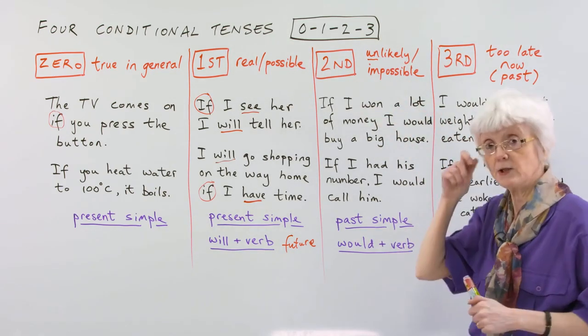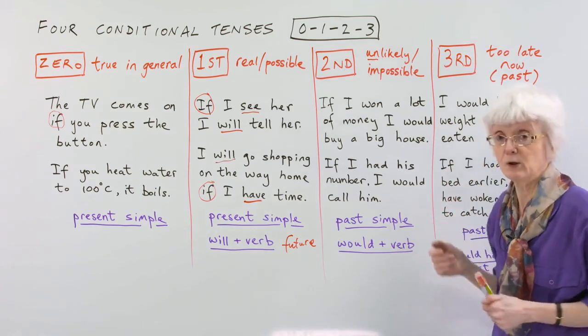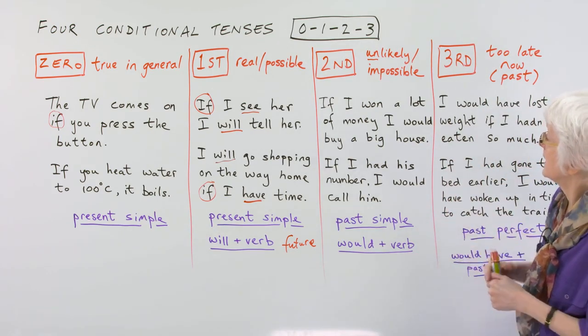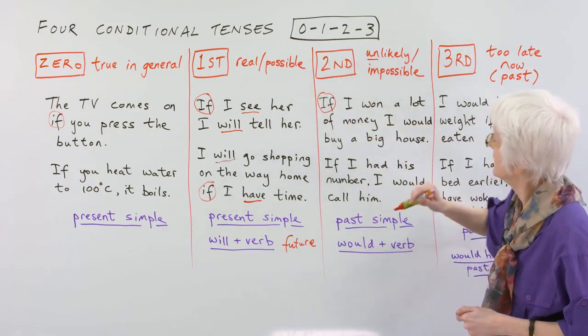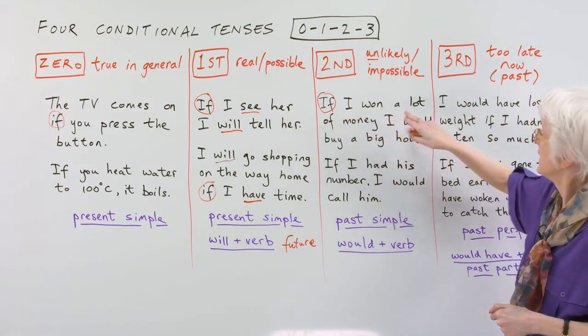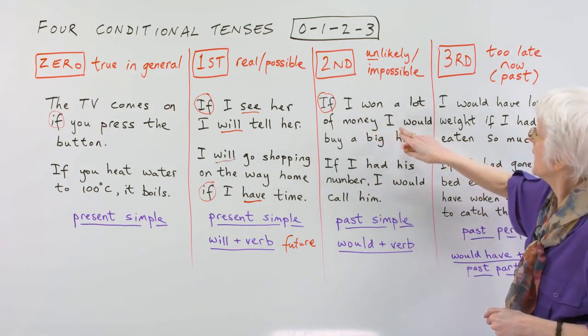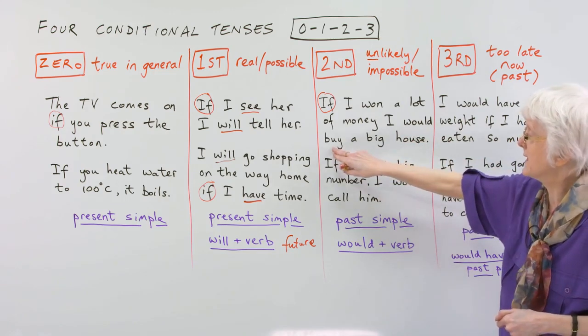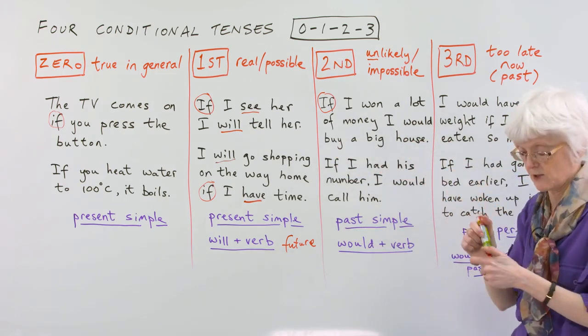So second conditional. So let's have a look at the examples here. So we still have if. If I won a lot of money, I would buy a big house.